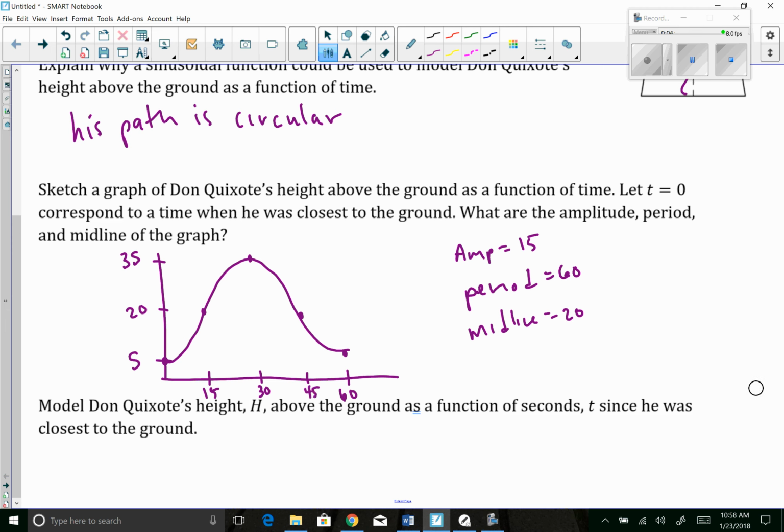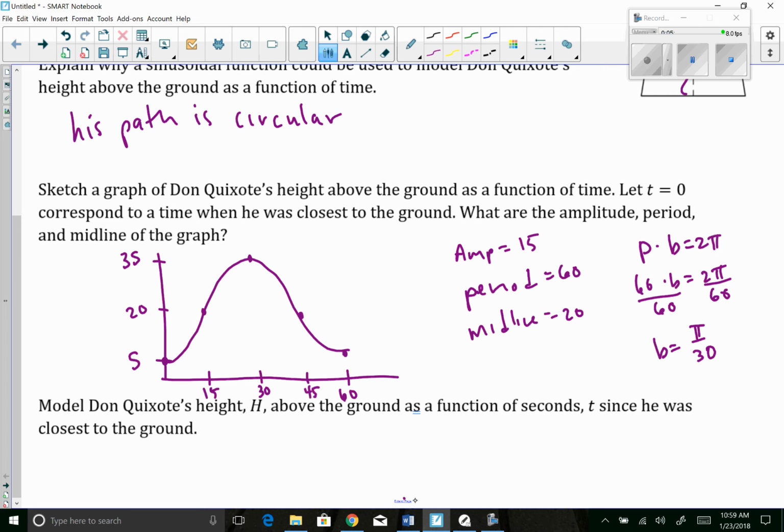Although it didn't ask us to find it in this part, I'm going to find the frequency. So I know that P times B equals 2 pi. Remember, we can always remember that as peanut butter equals 2 pi. So we know that 60 times b equals 2 pi. If I divide both sides by 60, I see that the frequency is pi over 30. And I'll just leave that in terms of pi.